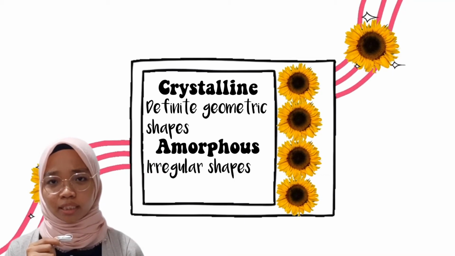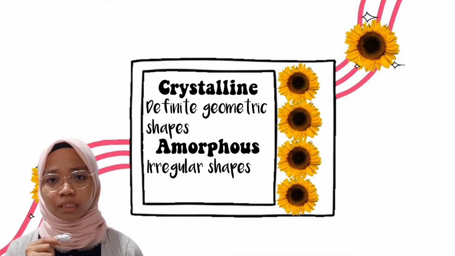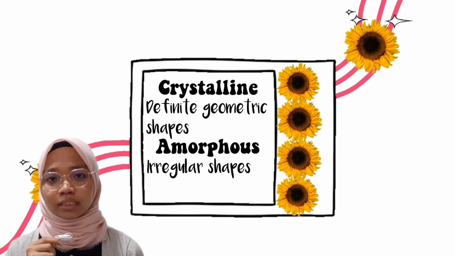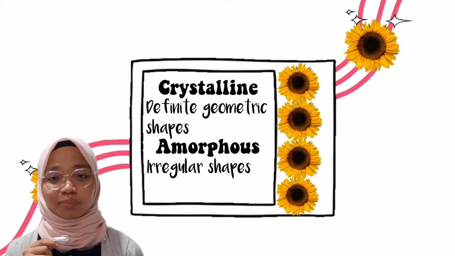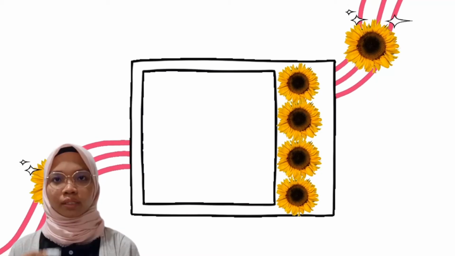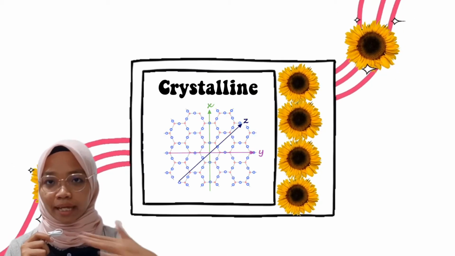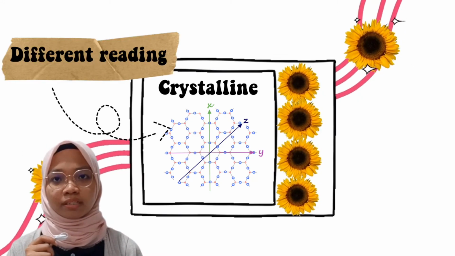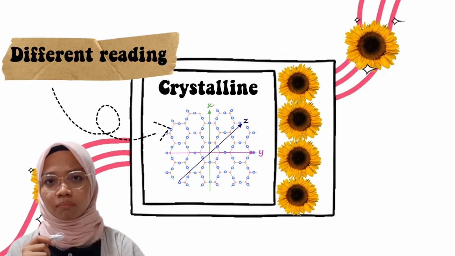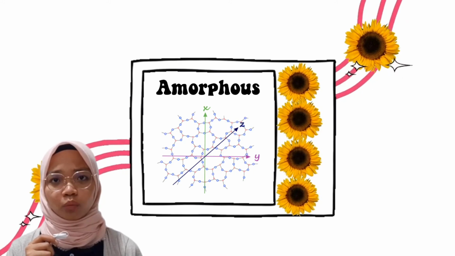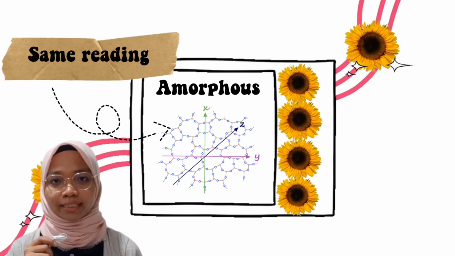The question here is, why does the physical property measurement change for crystalline solids? How does it become anisotropic? For crystalline solids, if physical measurements are taken along the x-axis, the reading will be different from the y and z-axis, but not for amorphous solids. It will have the same measurement from all axes.